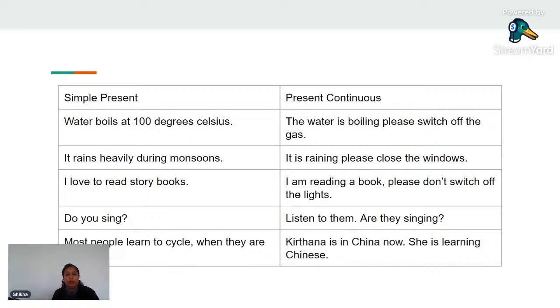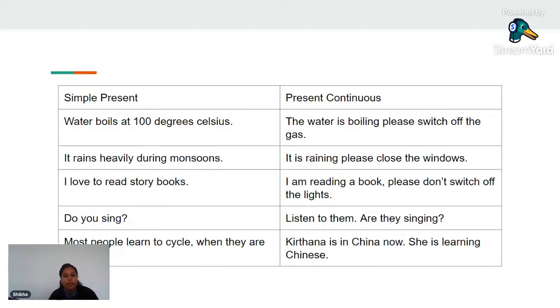So this is something which is taking place regularly, right? But to frame a sentence under present continuous tense, the whole situation changes. What we will say: the water is boiling, please switch off the gas. That means at the moment the water is boiling on the stove and I want you to switch off the gas, right?